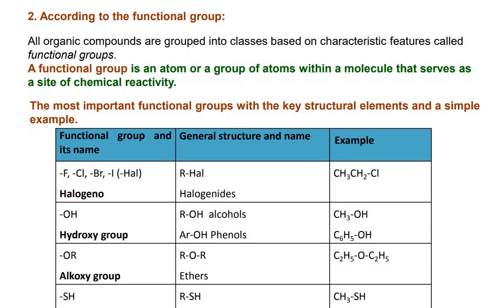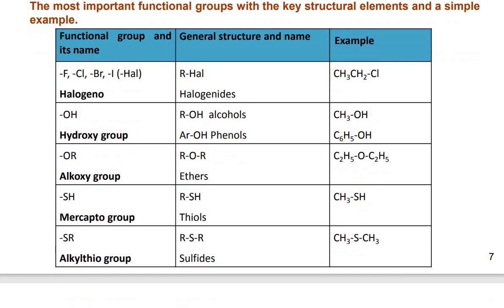Now my friend, according to the functional group, all organic compounds are grouped into classes based on characteristic features called functional groups. A functional group is an atom or a group of atoms within a molecule that serves as a site of chemical reactivity. The most important functional groups with the key structure element and simple examples. You can see the functional group and its name, general structure and name, and examples.